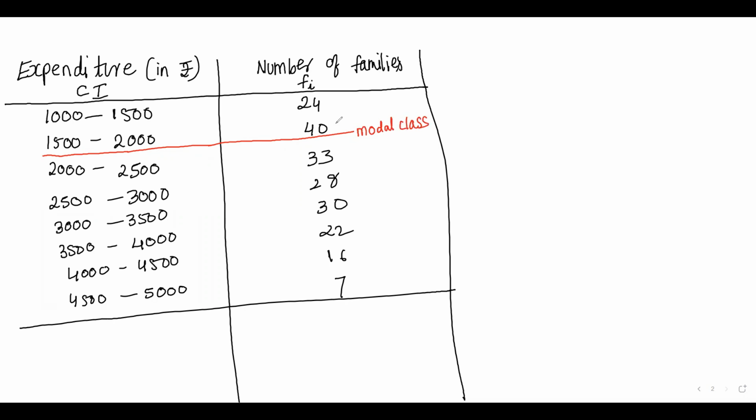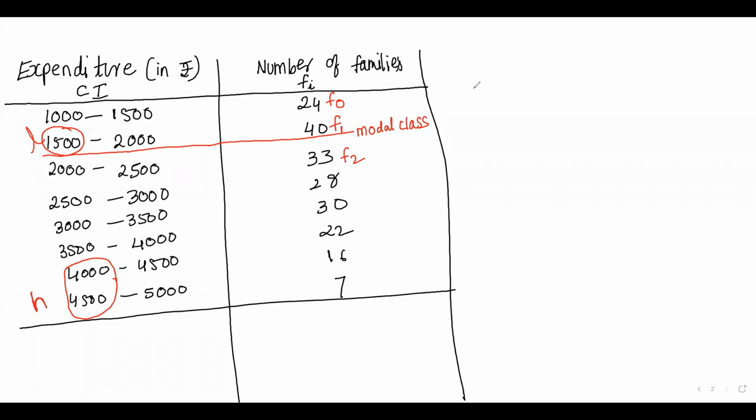Okay. And this 40 is the frequency of the modal class. The preceding one is the frequency preceding the modal class, F0. The succeeding one is F2. So F1, F0, F2. The lower boundary of the modal class will be L. The size of the class, the height of the class, is H. We can get H by subtracting two consecutive lower boundaries.